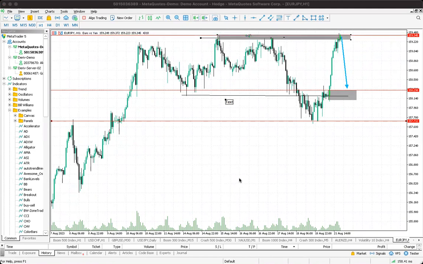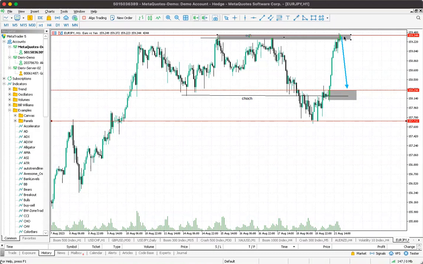CHoCH. When this happens, it means the market is changing direction. You understand? CHoCH, change of character. So now, what else do you look at? Another thing is when the market is going bearish like this, we switch to that time frame and point this out very well.